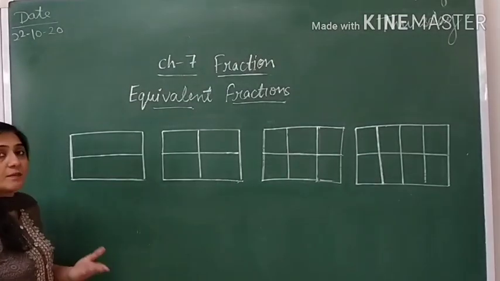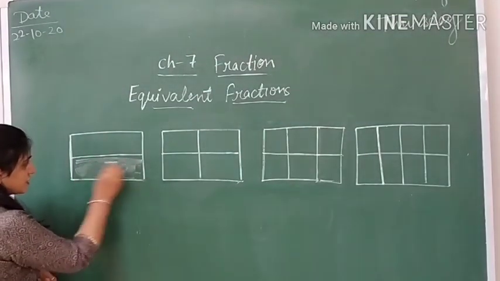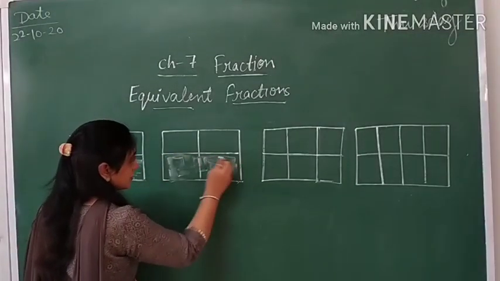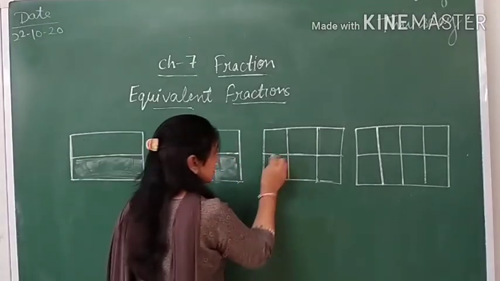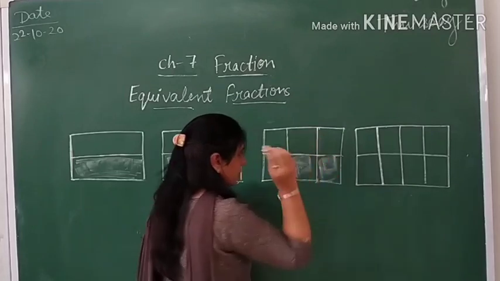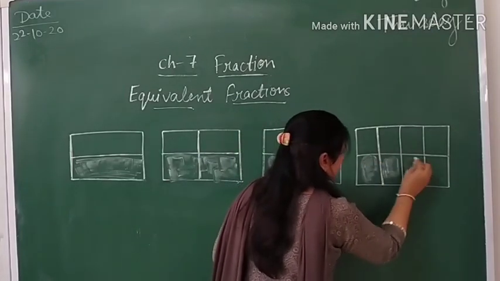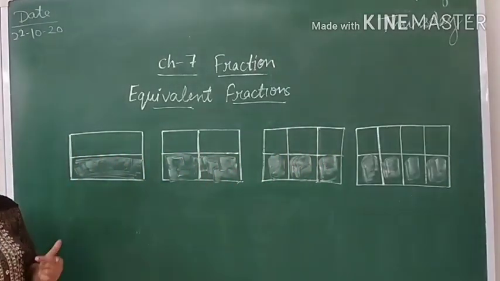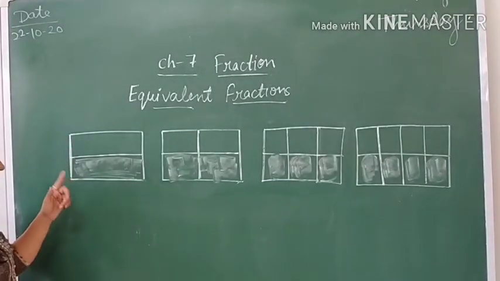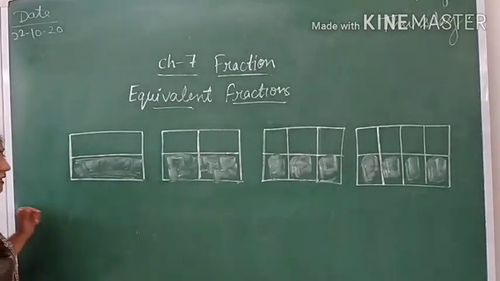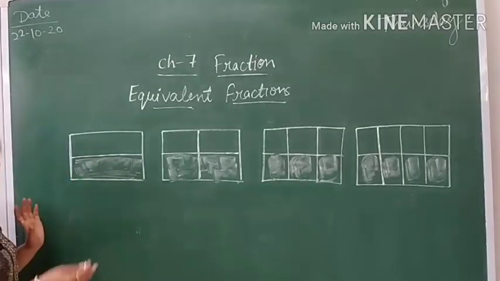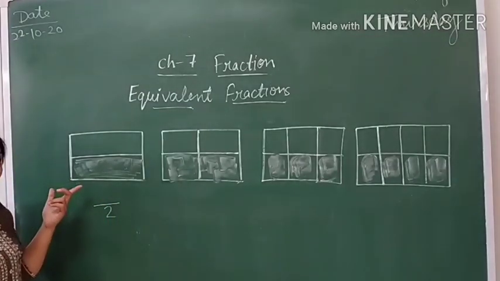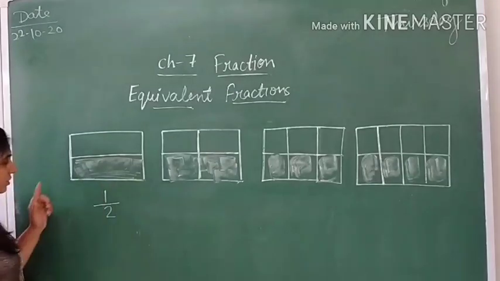Okay, now I am going to shade some parts. See, the first and now the second. Now third, fourth. Okay, now tell me the fraction for the shaded part of the first rectangle. How many total parts are there? 2, so the denominator will be 2. And how many parts are shaded? 1. So the fraction will be 1/2.